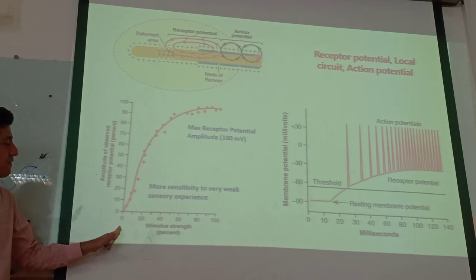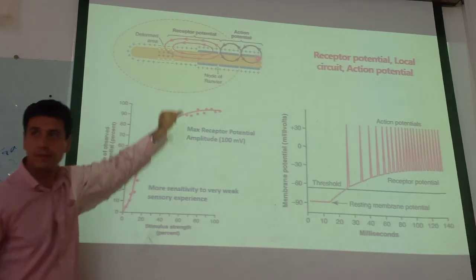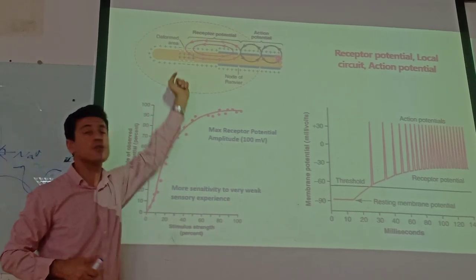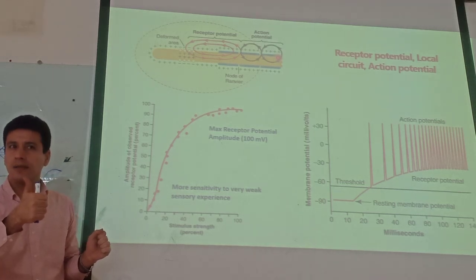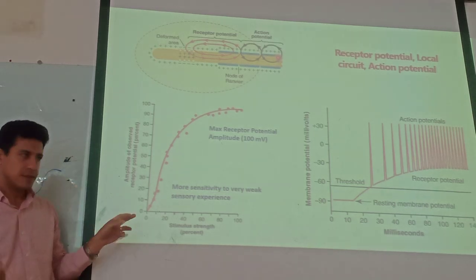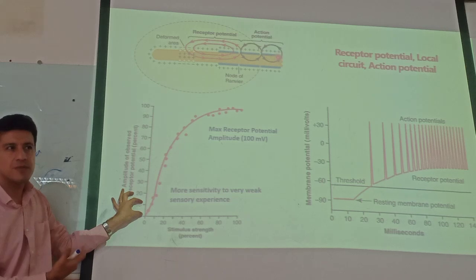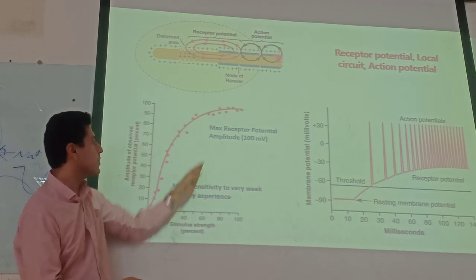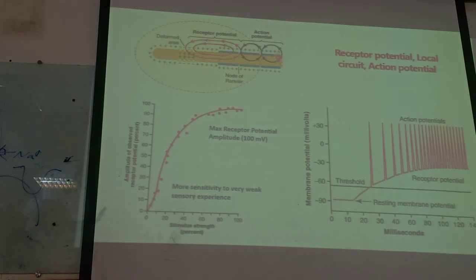So here we have the stimulus strength, I mean the strength of the pressure we applied. Right? And here we have the amplitude of the receptor potential. So, if you press the pacinian corpuscle weakly, a small receptor potential is generated. With weak stimulation, we will have a little change of potential. With a strong stimulation, we will have a large receptor potential. So, the more the pressure, the higher the voltage. Does it make sense? Yes.